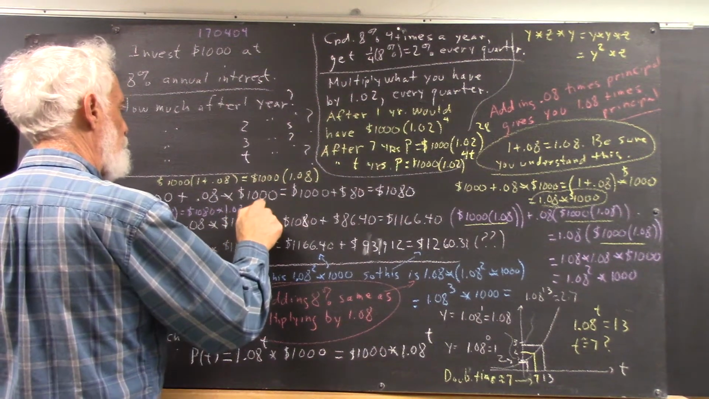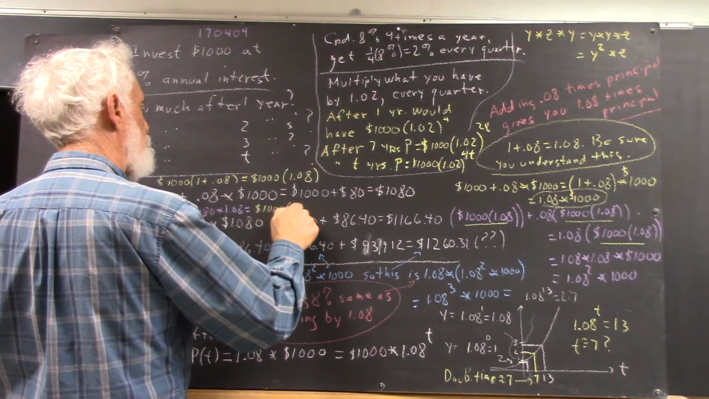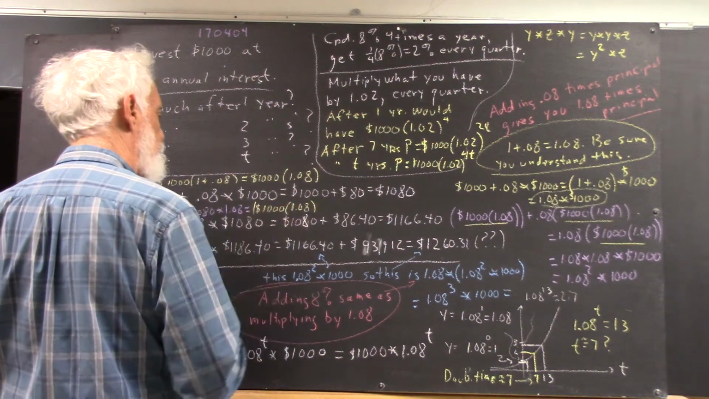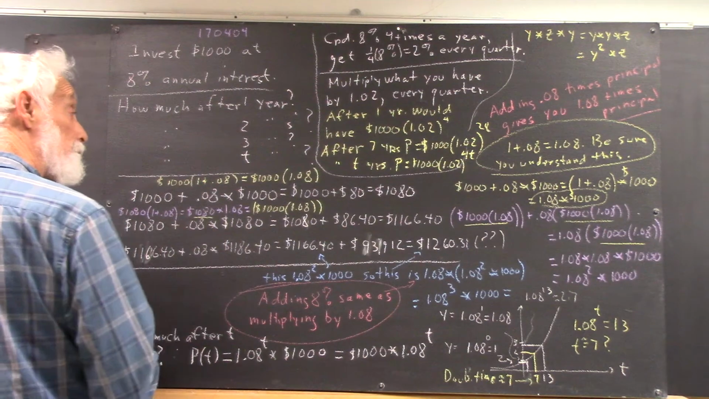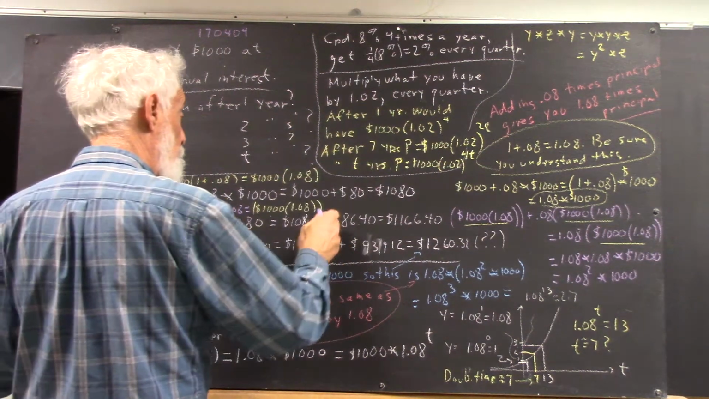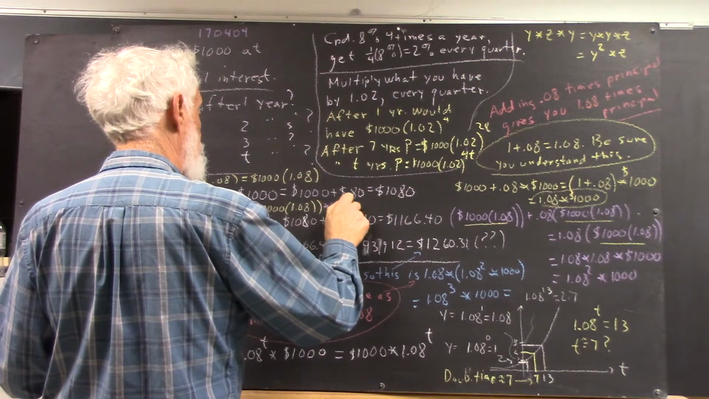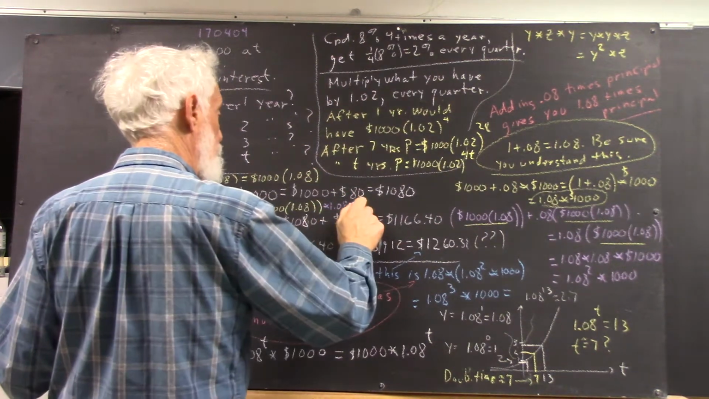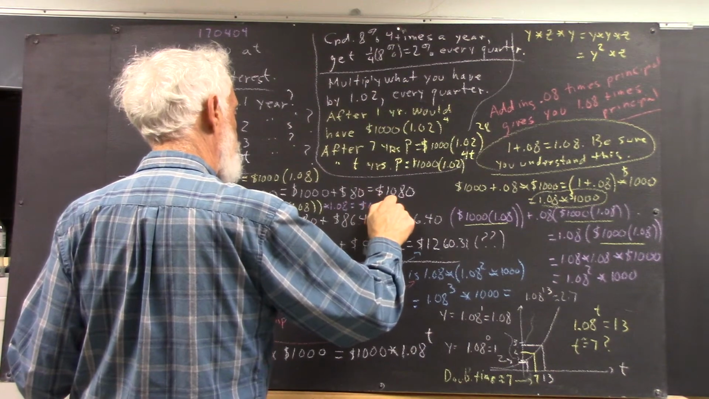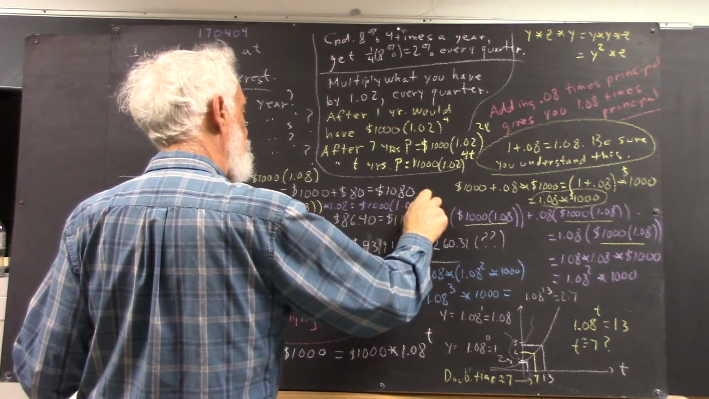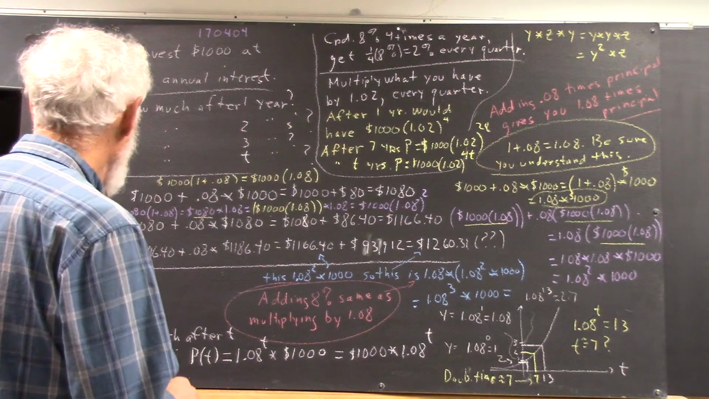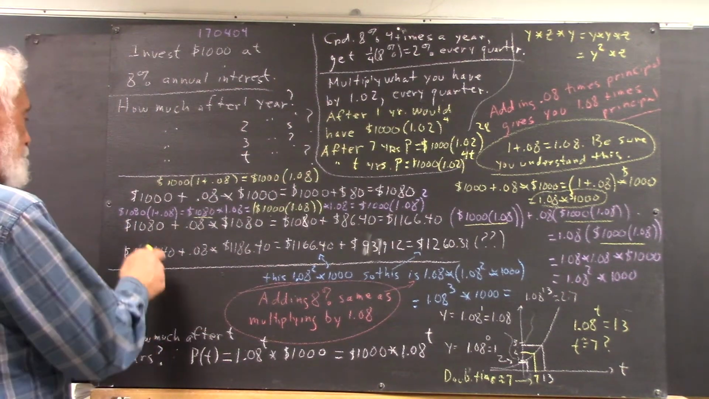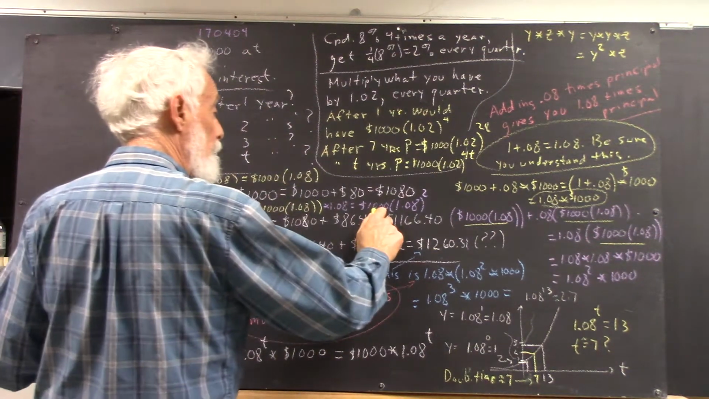1,080 is $1,000 times 1.08. And that is what the 1,080 is. And that's multiplied by 1.08. And that equals $1,000 times 1.08 squared. Now, down here, our 1166.40 is just this.